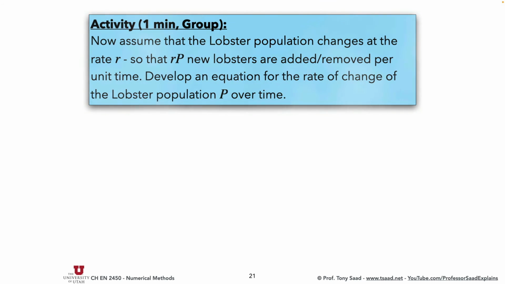Now, assume that the lobster population changes at some rate r. Now this rate is going to be a function also of the population itself, so that r times P lobsters are born every instant of time. If you have P lobsters and they're changing at a rate r, it's r times P lobsters that are changing over time. So now write the equation for dP by dt for a population of lobsters with a rate of change of r times P. What is that equation?